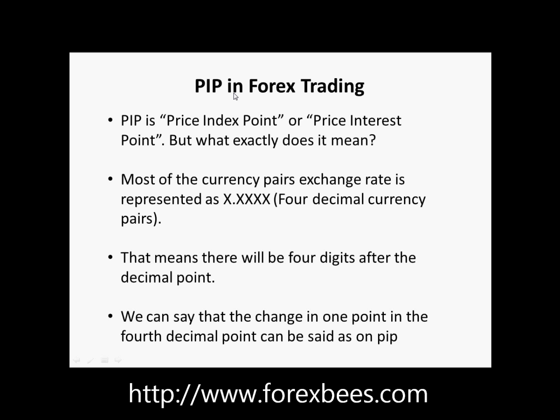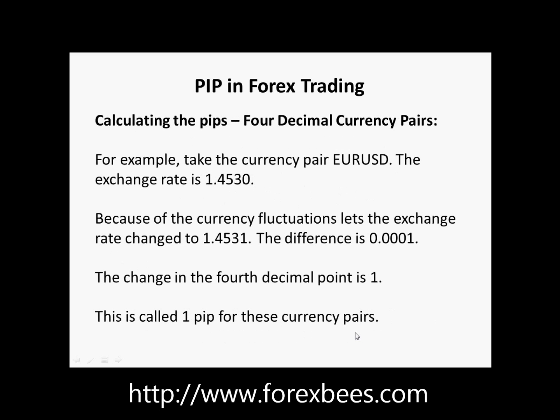What is PIP in forex trading? PIP is price index point or price interest point. But what exactly does it mean? Most of the currency pairs' exchange rate is represented in 4 decimal points. That means after the decimal there will be 4 digits. We can say that the change of 1 point in the 4th decimal point is 1 pip.